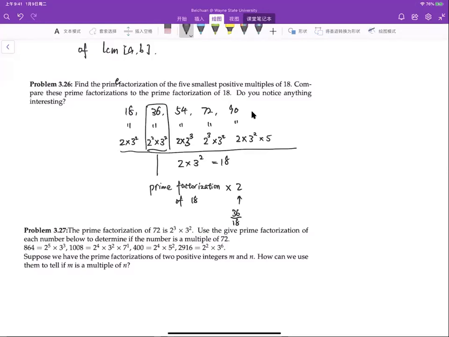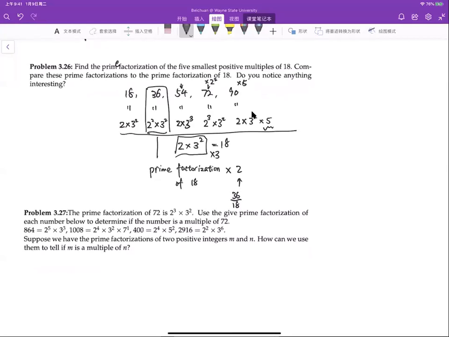So actually, when you're looking for the prime factorization of 54, you just need to multiply this one by another 3, right? So for 72, just multiply it by another 4, but 4 is 2 squared. So that's 2 cubed times 3 squared. And for 90, you just multiply another 5 there, right? So that's why there is an additional term. All right. So you can see that if A is a multiple of B, then the prime factorization of B must be a part of the prime factorization of A.